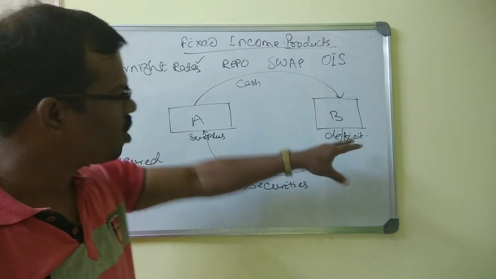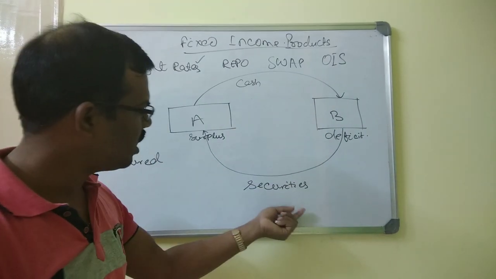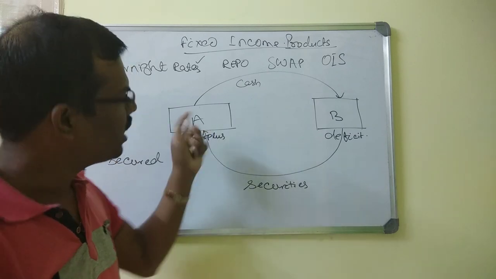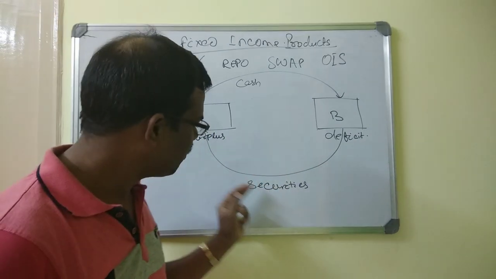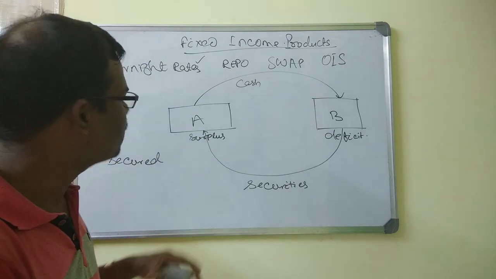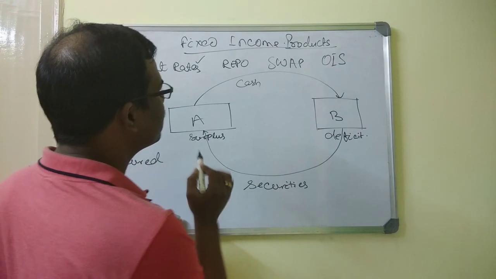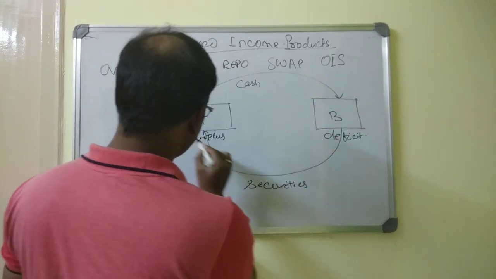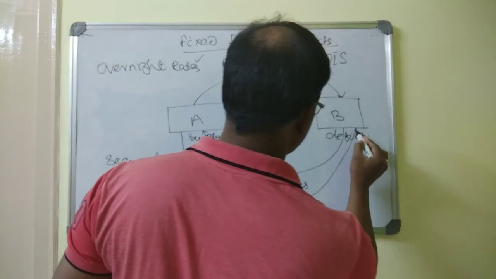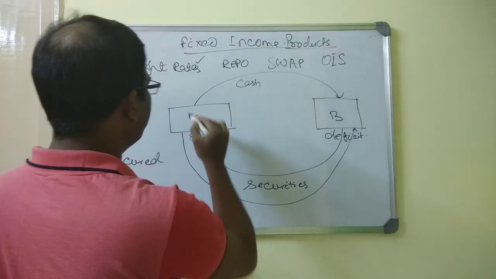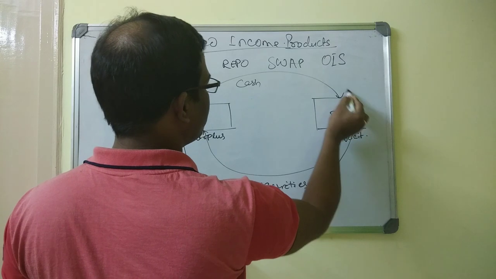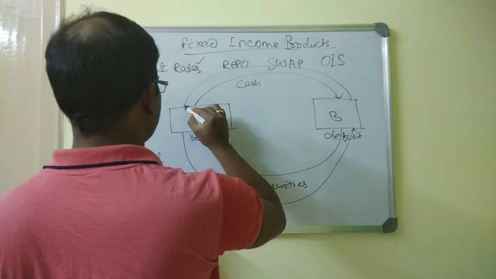Now it is not an outright sell, so that means the securities are not permanently transferred to A. Rather, the agreement is that after some days, these securities, this is leg one, have to be transferred back to B, and this cash also has to be transferred back to A.